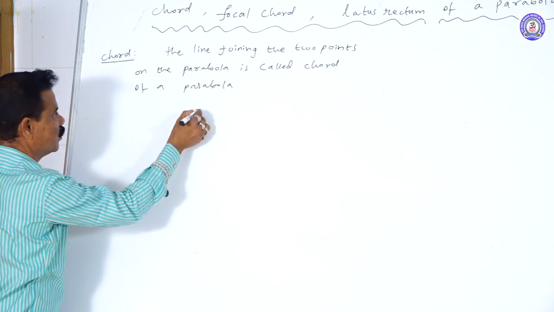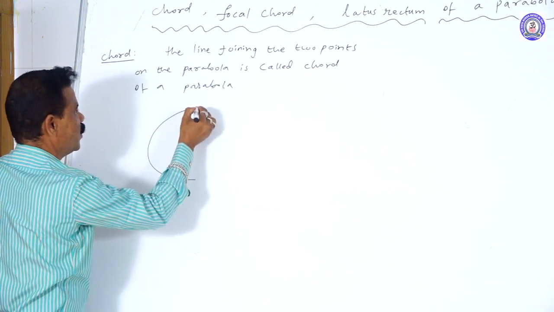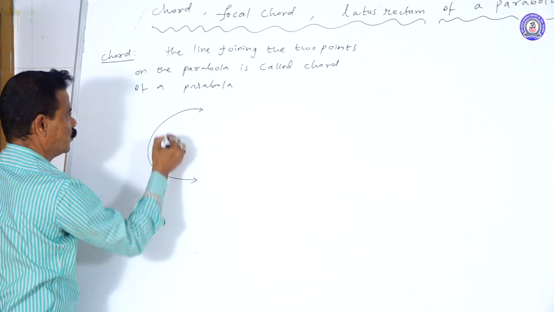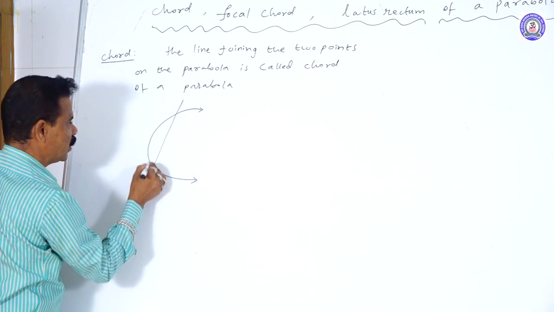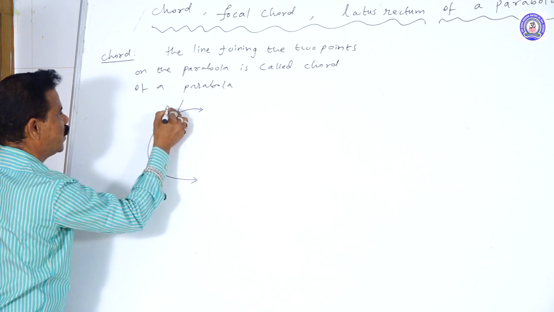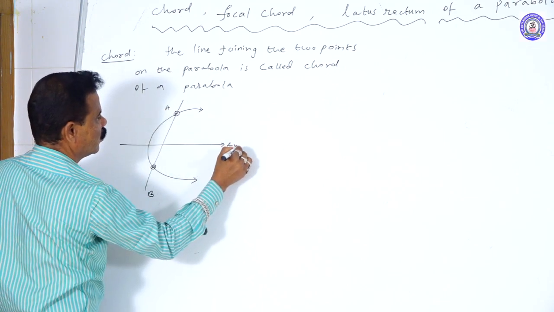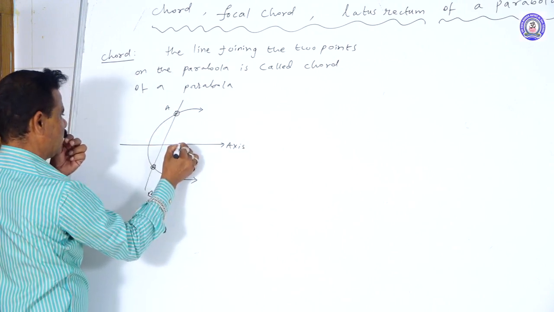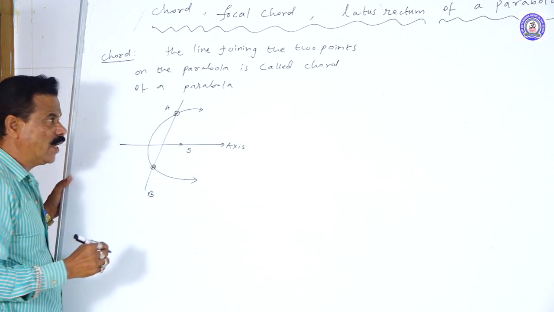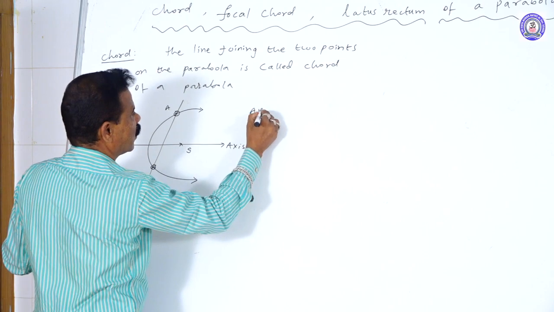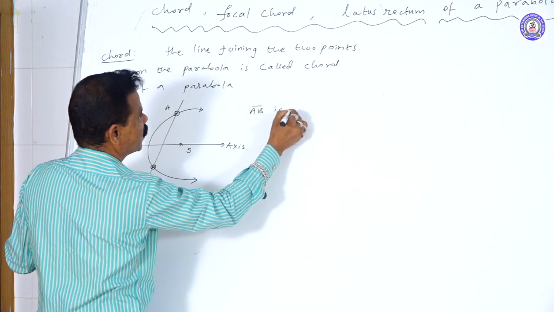That is, this is the parabola. Take any two points on this parabola, let us call them A, B. Here, this is the axis. The focus is here. Here AB is the chord.